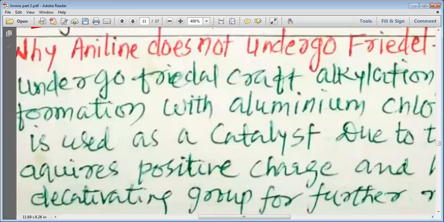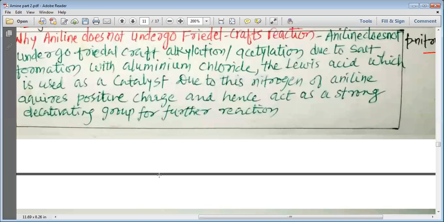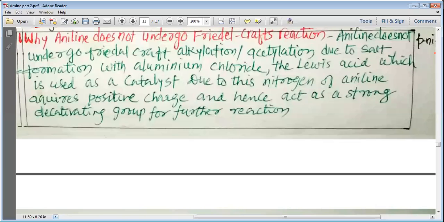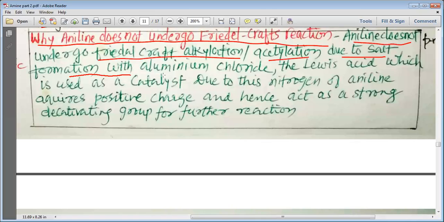On your screen, my dear students, I have tried to show you the question which is written here. Why does aniline not undergo Friedel-Crafts reaction? What is the reason that aniline does not undergo the Friedel-Crafts reactions? Aniline does not undergo the Friedel-Crafts alkylation or acylation due to the salt formation with anilinium chloride.